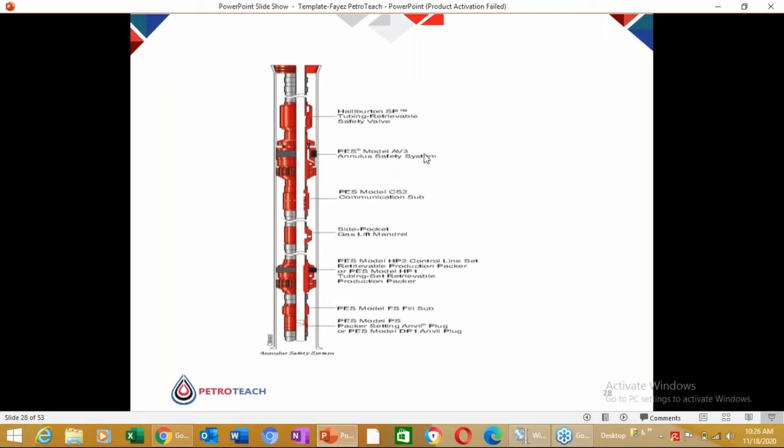Another completion here, and we consider here the annulus safety system. Actually, this annulus safety system is the new one, and we consider it in case there is some risk. We can close the annulus and we can make a remedy or jobs or control the well. This is very important actually.